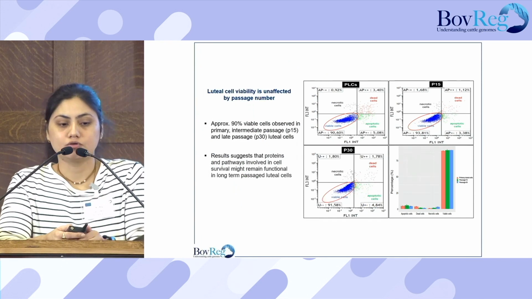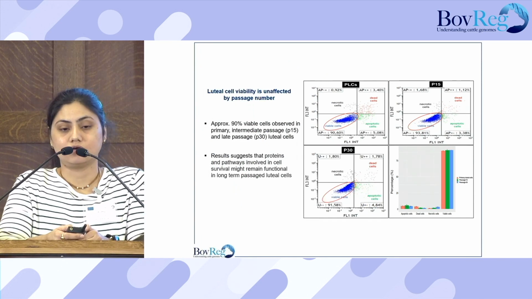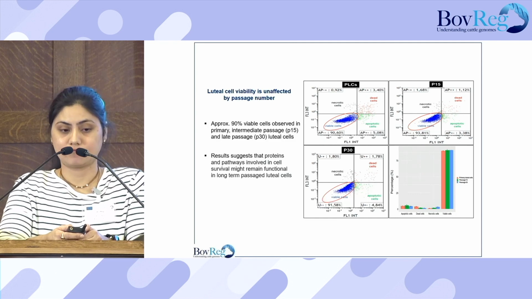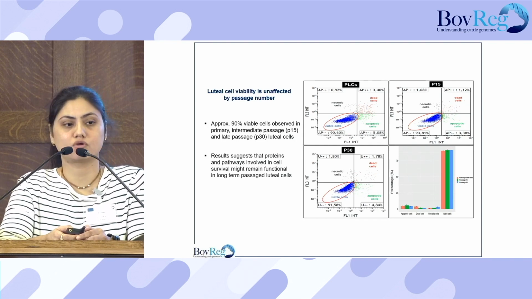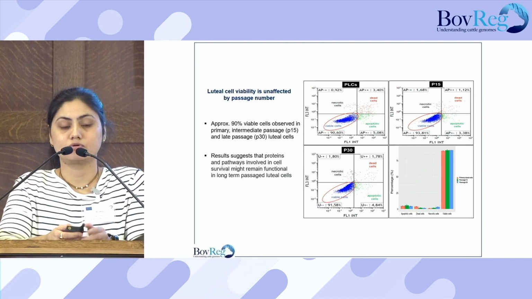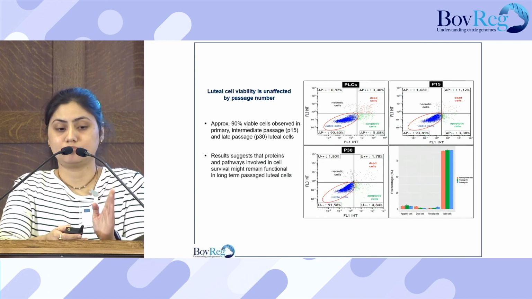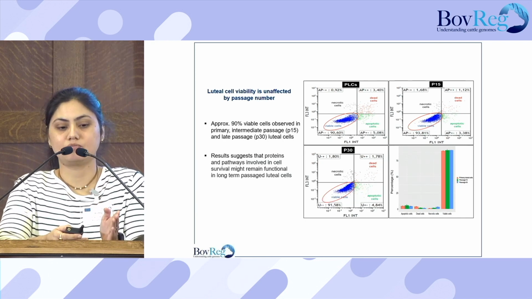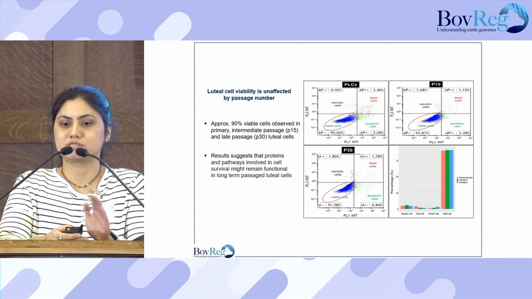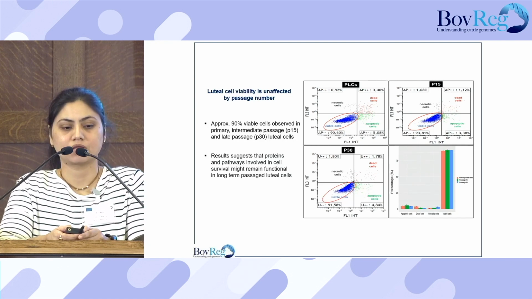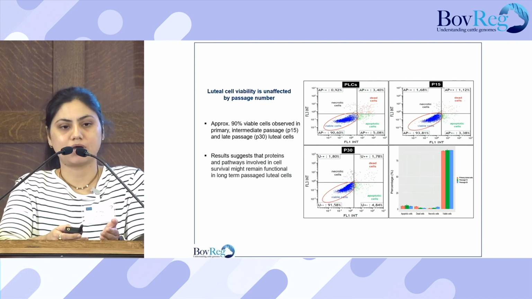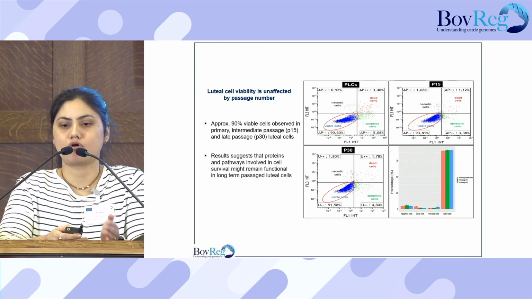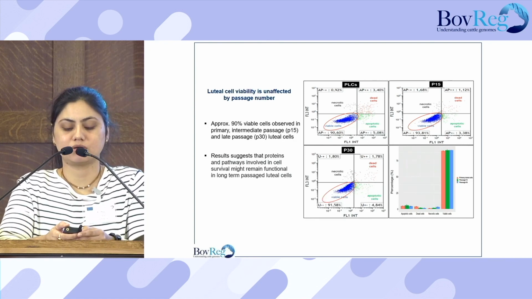Next, I looked at the viability of these luteal cells, and what we found is that the viability remains consistent irrespective of the passage number. So there was no effect on the viability, and there were about 90% viable cells in primary luteal cells, and with P15 and P30 the proportion was almost similar. So this means that several survival pathways could still be activated in the luteal cells, and they remain uniform irrespective of the passage number.